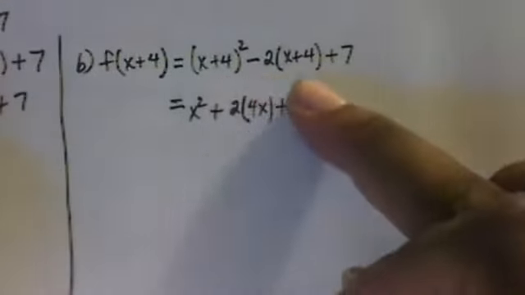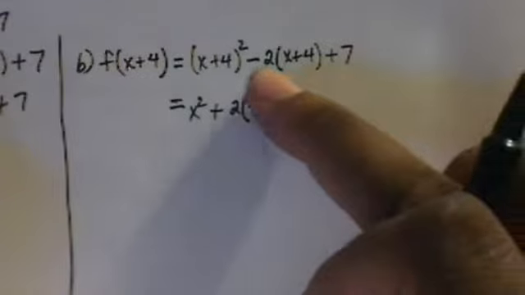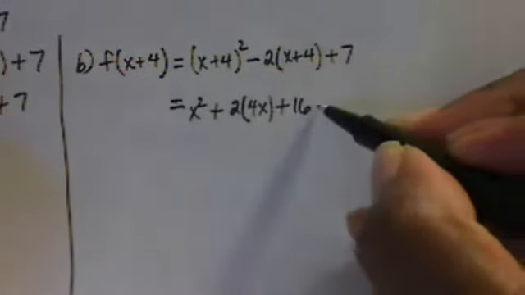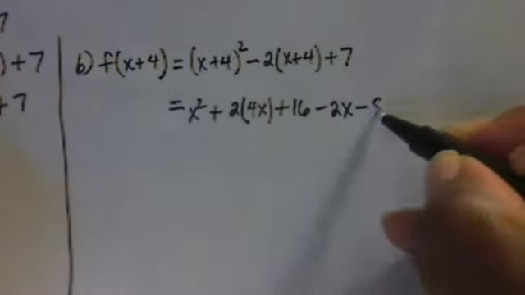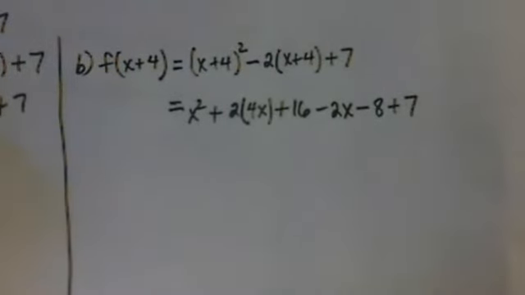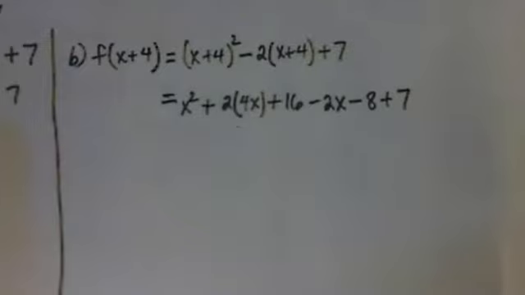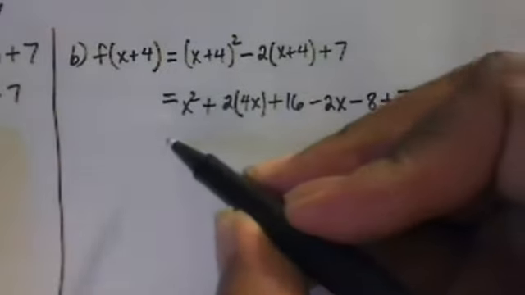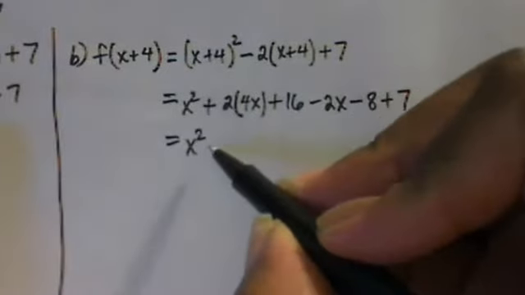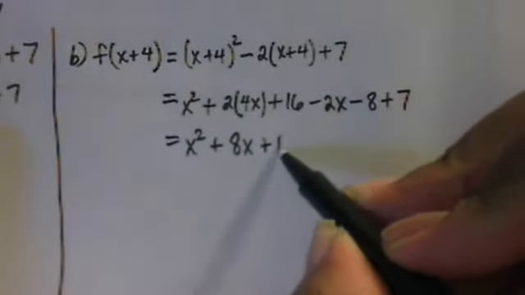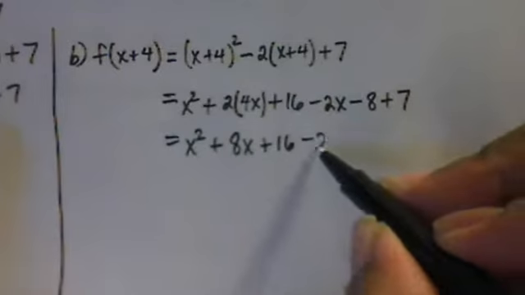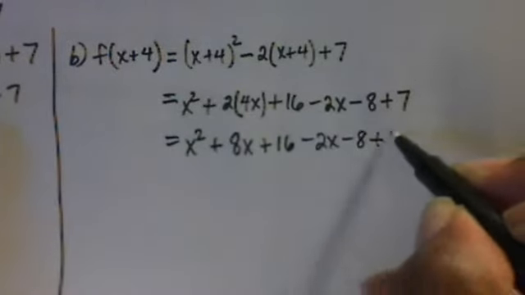Now for this one, we're going to have to use the distributive property. So negative 2 times x, that's going to be minus 2x. Negative 2 times 4 plus 4 is minus 8. Then bring over the plus 7. And then we're going to simplify this. We're going to have x squared plus 2 times 4x, that's 8x, plus 16. Bring down minus 2x minus 8 plus 7.